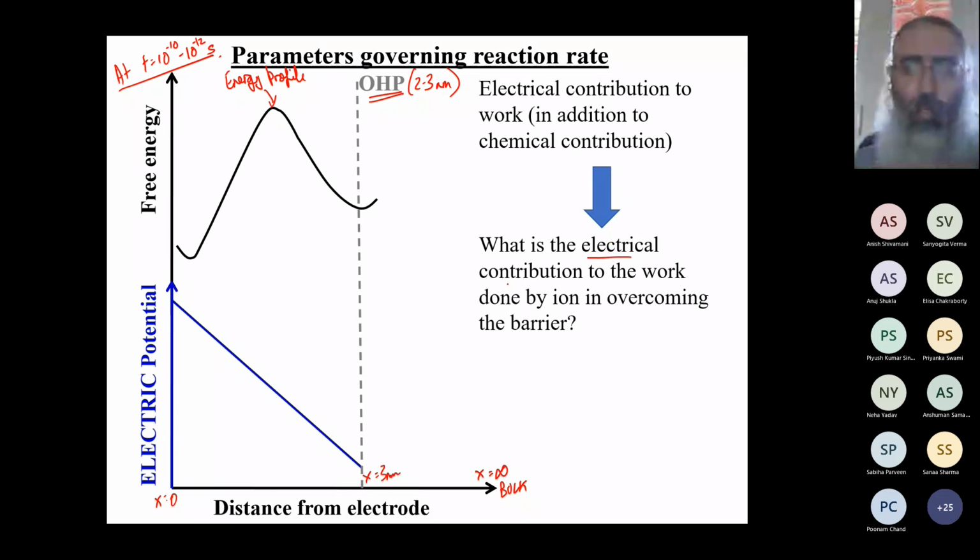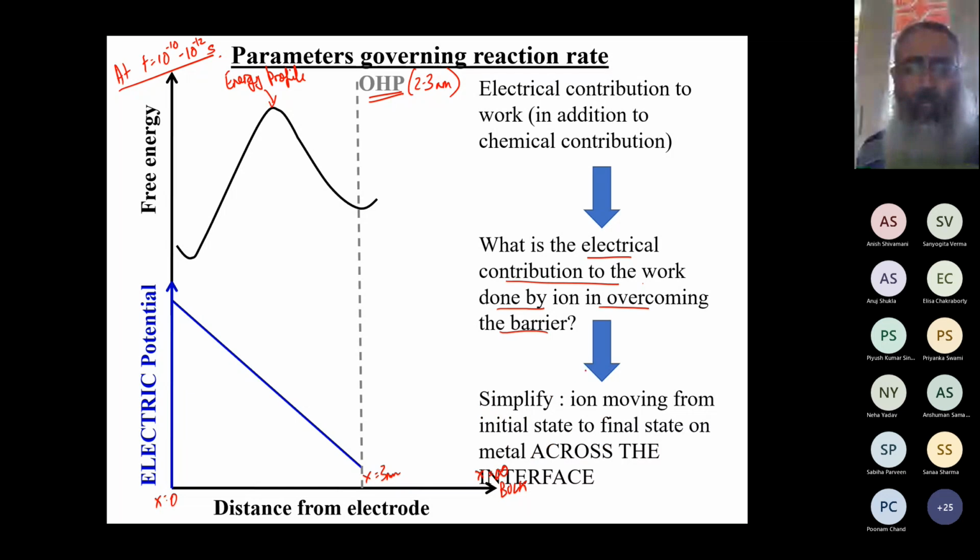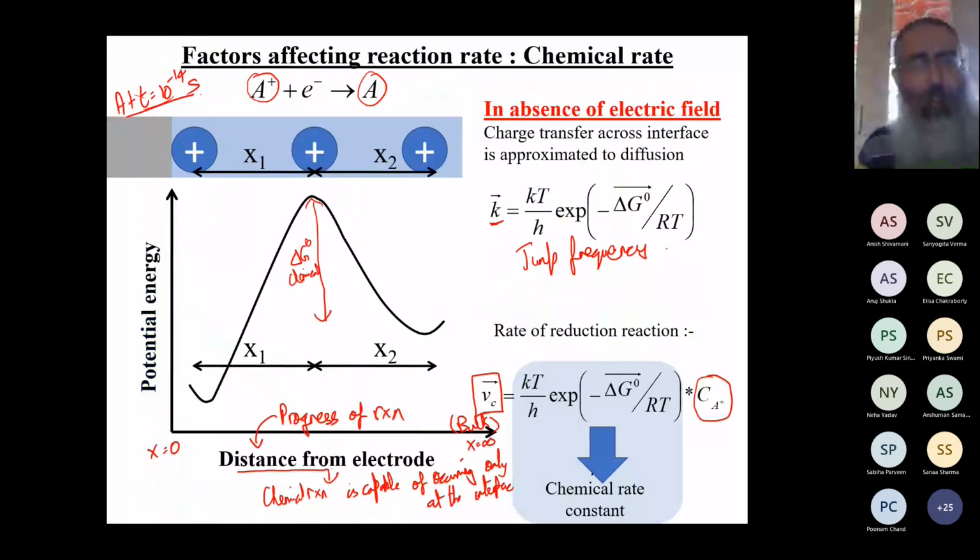Okay, so the electric contribution to the work done by the ion in overcoming the barrier. That is what we are saying as the ion moving from the initial state to the final state on the metal across the interface. The ion is jumping from the solution, because remember we are talking about a reduction reaction. That is the system that we have taken here, A plus going to A.